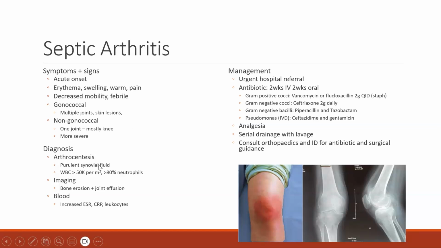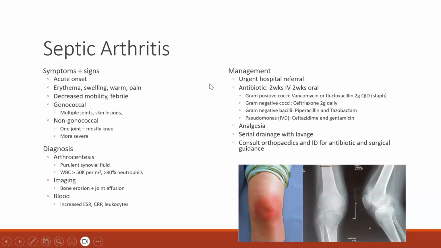Diagnosis: arthrocentesis, you will get cloudy synovial fluid with high white blood cells, mostly neutrophils. Imaging, you can find bone erosion and joint effusion. Bloods, you get inflammatory signs: increased ESR, CRP and leukocytes.